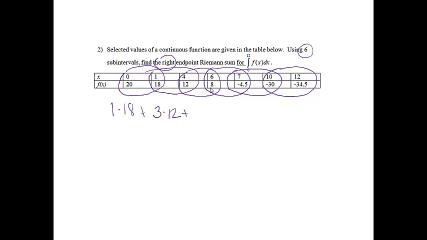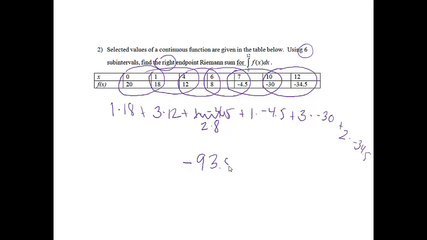And the next one, the width between the two is 1. And then the right endpoint is negative 4.5. On the next one, the width, I forgot one, sorry. Between 4 and 6, the width was 2, the right endpoint was 8. My next one was 1 times negative 4.5. Then the next one between 7 and 10, the width would be 3, and then the right endpoint would be negative 30. And then the last one, the width would be 2, and my right endpoint is negative 34.5. So if I were to calculate that all out, I should get negative 93.5.